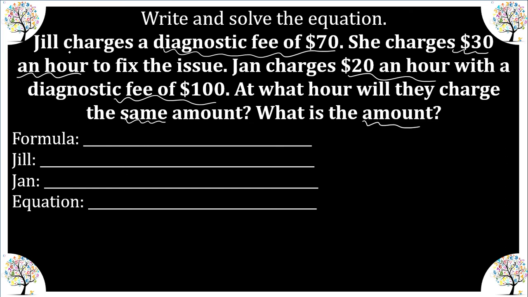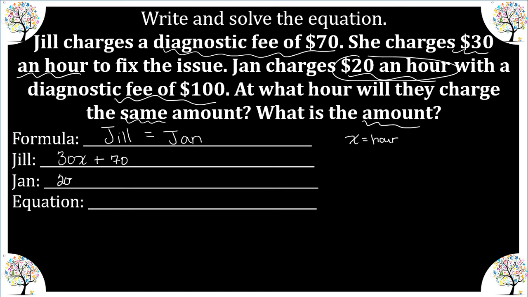So we want to know when Jill's charges equals Jan's charges. So that's going to be the formula. We want to know when Jill's charge is the same as Jan. Now we need to represent Jill and Jan each as an expression. So I'm going to say that X is going to be hours. So I'm just going to identify this to define our variable X. So Jill charges $30 an hour plus her diagnostic fee of $70. Jan charges $20 an hour plus her diagnostic fee of $100.